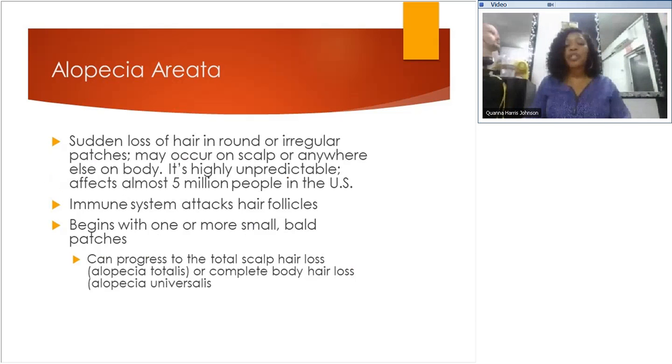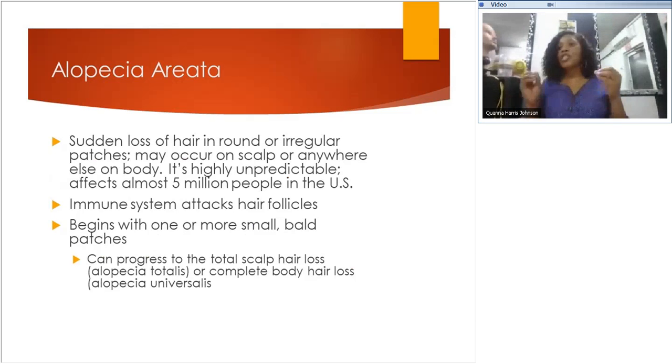Then we have alopecia areata. Alopecia areata is the sudden falling out of hair in round or irregular patches or shapes. It may occur anywhere on the body, so it may occur on your back, your hand, your head, anywhere on your body. It's normally like an attack. Your immune system is now attacking the follicles, and every hair on your body has a follicle, right?